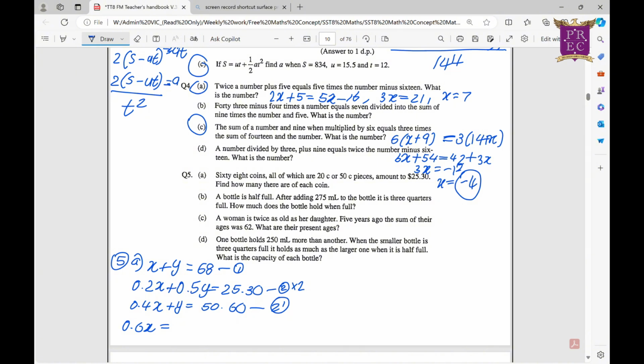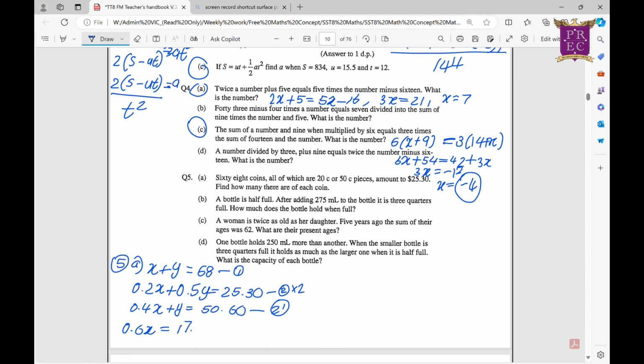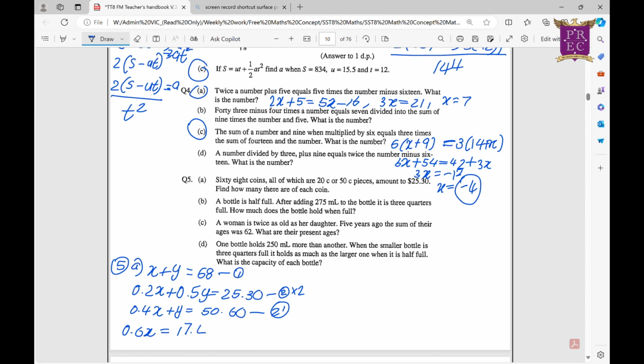Then we do 68 minus $50.60. To get that, we need to add. To get to 68, we need to add $17.40 to $50.60. Oh, sorry, that's our equation. Now we need to solve for x. To solve for x, we just do $17.40 divided by 0.6. That gives us 29. So we know that x is 29.